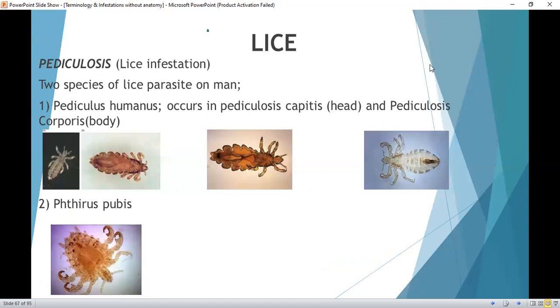Then lice. Lice is called pediculosis. Two species of lice parasitize man: Pediculus humanus, occurring on the head and the body; Pediculus capitis and Pediculus corporis. This is the same lice that affects the head and the body. Then there is another variety, Pthirus pubis. You can see the difference between the shapes. These are elongated type of lesions, and this is a bit plumpish, stoutish type of lesion, right? This is also called the crab louse, and this is the pubic lice.